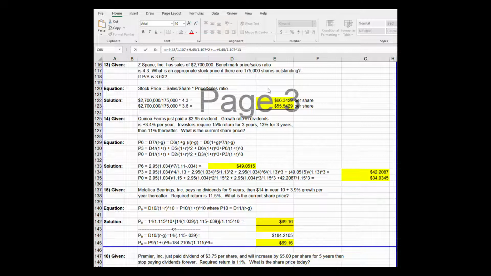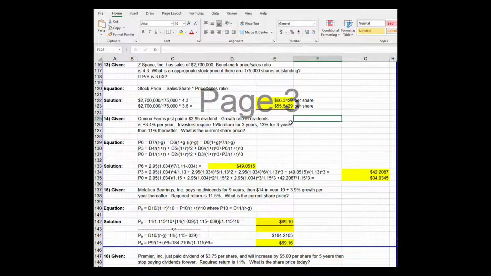So the stock price today at 4.3 times is simply sales per share times 4.3, and I would simply multiply 2.7 million divided by 175,000 to get sales per share times 4.3, and I get $66.34. And for the 3.6 times case, I get the same number times 3.6, or $55.54 per share.